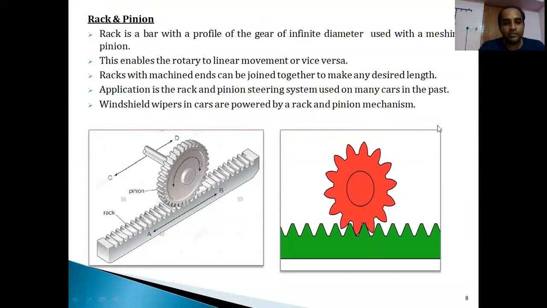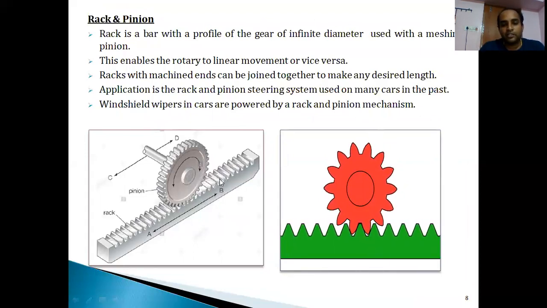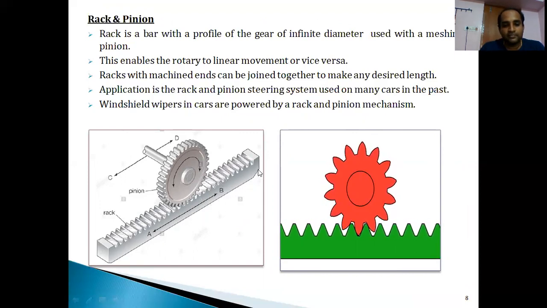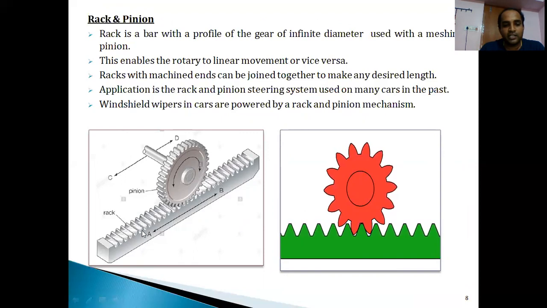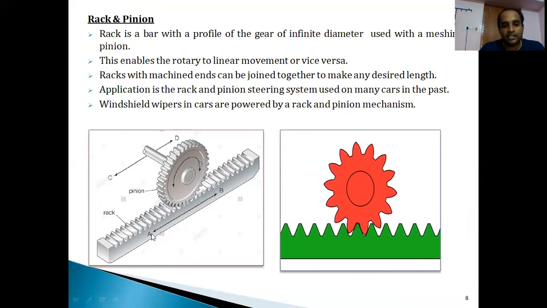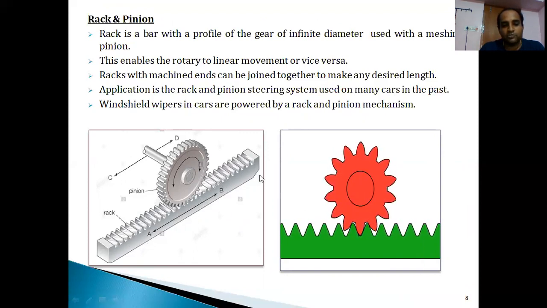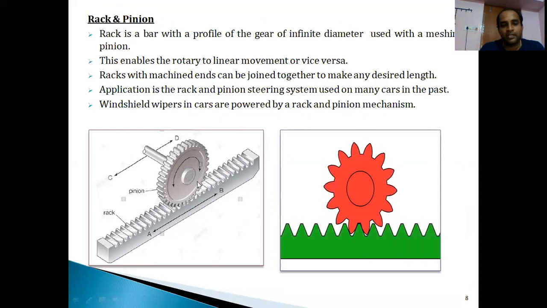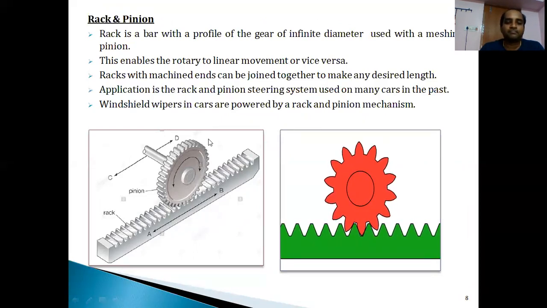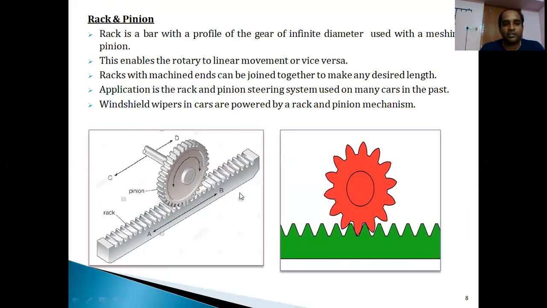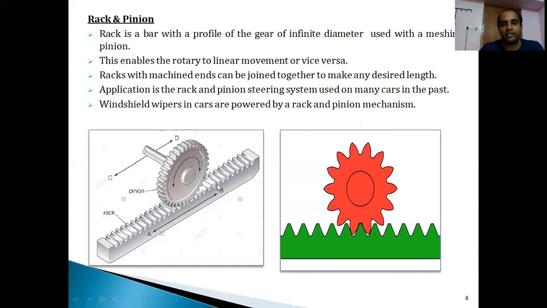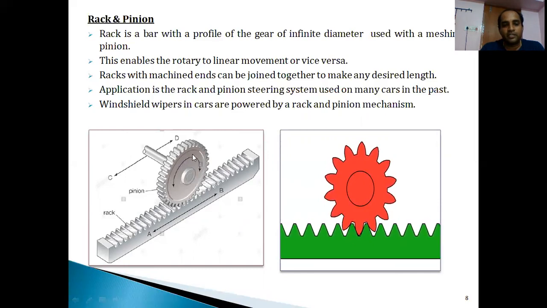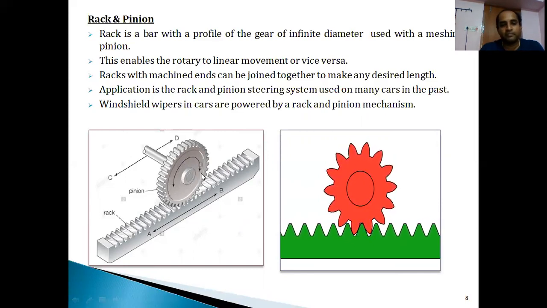Then the last type of gear is the rack and pinion gear. If you observe the sketch carefully, there is a straight bar with gear tooth profiles on it. We call it the rack. On this, there is a circular wheel with straight teeth. We call it the pinion. The rack is a straight bar with a profile of gear teeth of infinite length and diameter, which is meshing with a pinion, a circular gear wheel.